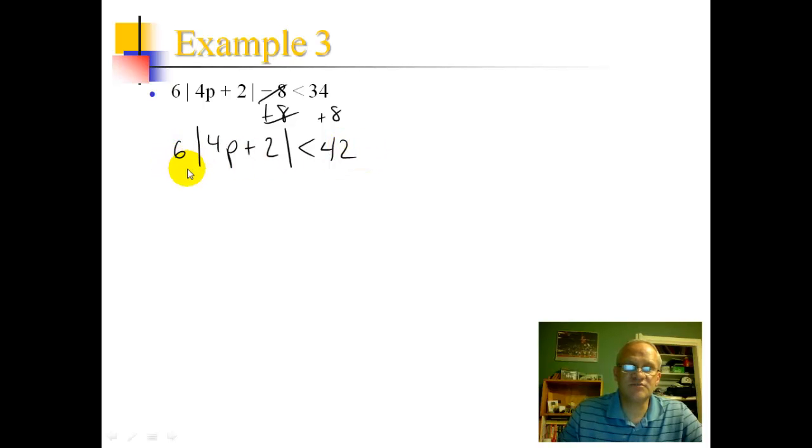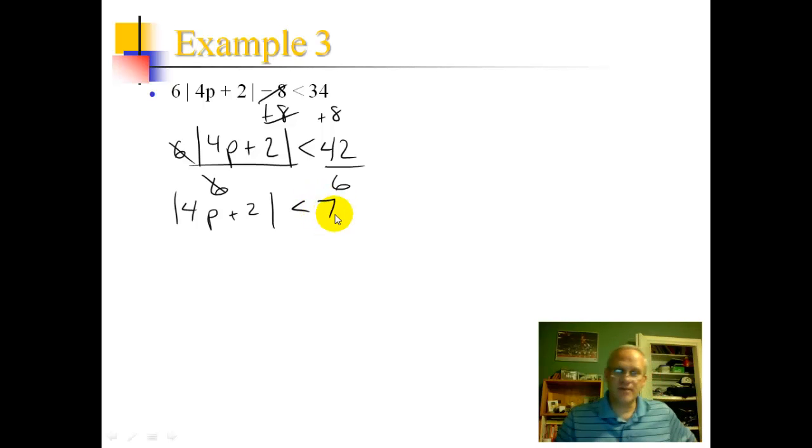In order to get rid of the 6, do not distribute it, divide by 6. So the 6's can cancel. Divide by 6 here. So now we have the absolute value of 4p plus 2 is less than 7. Now we've got it to the point where our other examples were, and so now we can split it up.